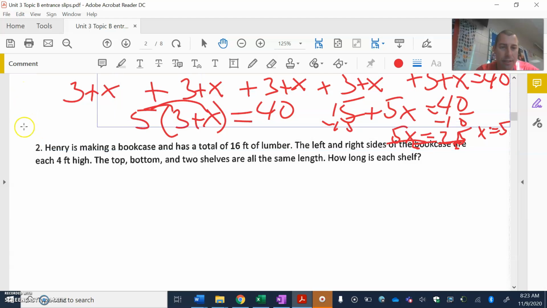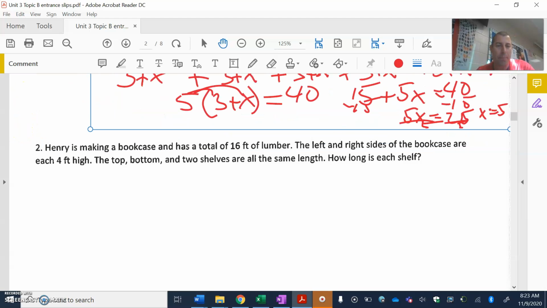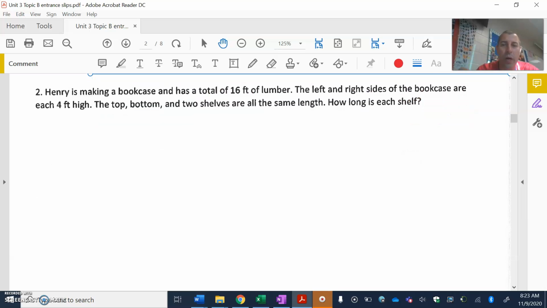All right. Henry's making a bookcase and has a total of 16 feet of lumber. The left and the right sides of the bookcase are each 4 feet high. The top, bottom, and 2 shelves are all the same length. How long is each shelf? Okay. Visual is going to be wonderful here, so let's work on that.